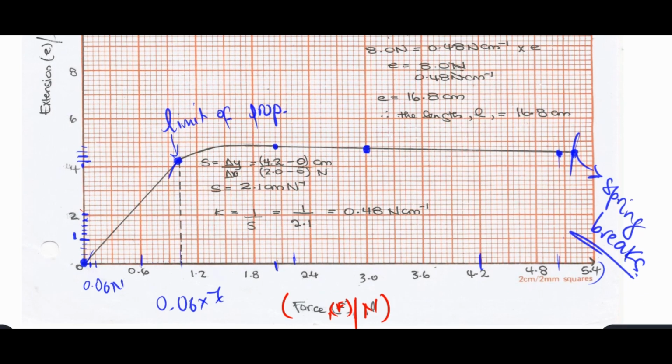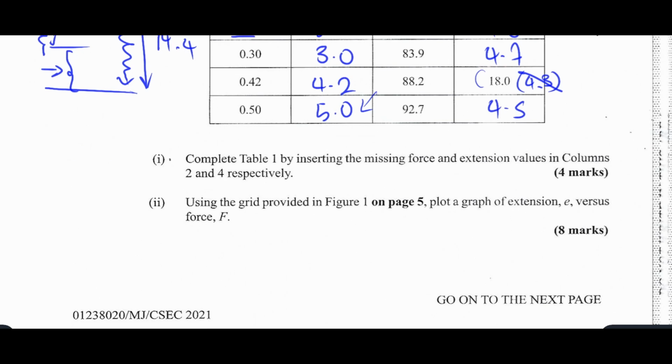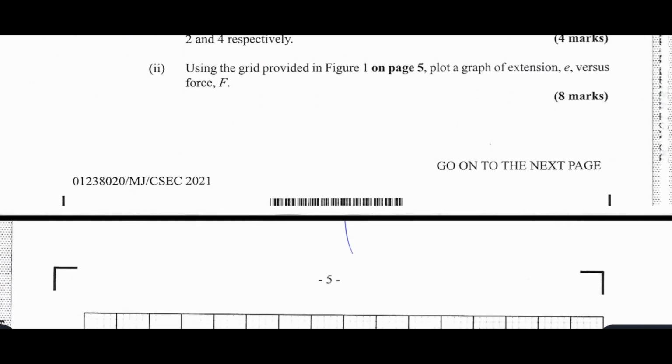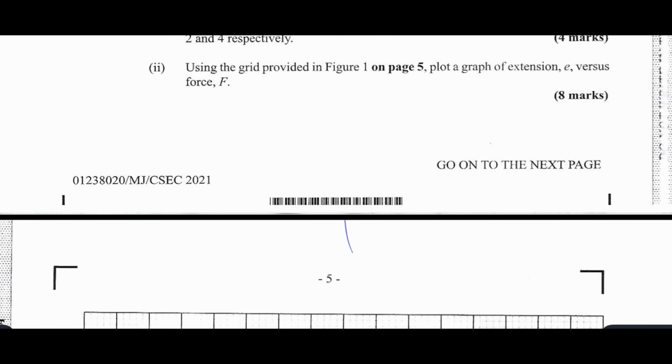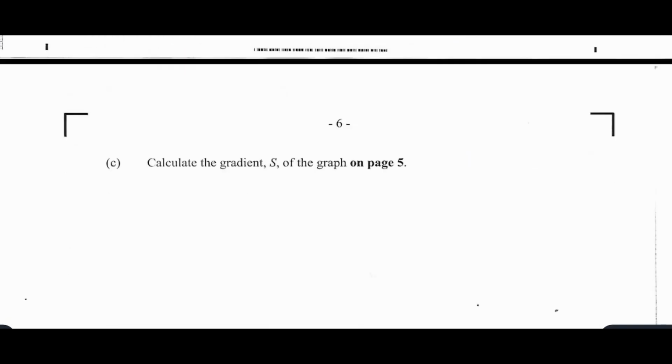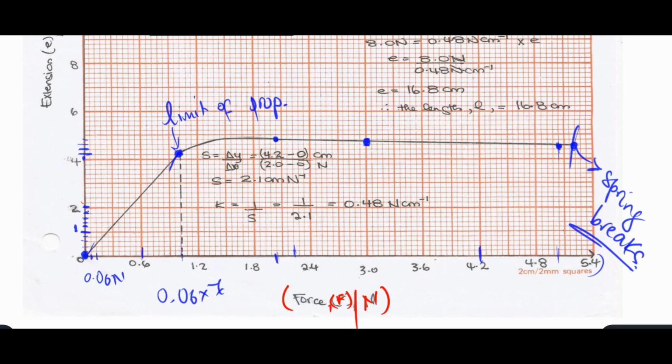So I actually gave this to the students in my class. Use the grid provided, and we did that. So the next part of the question wants us to calculate the gradient S on the graph. Basically you're going to choose 2 points on the linear part of your graph, the straight line part.